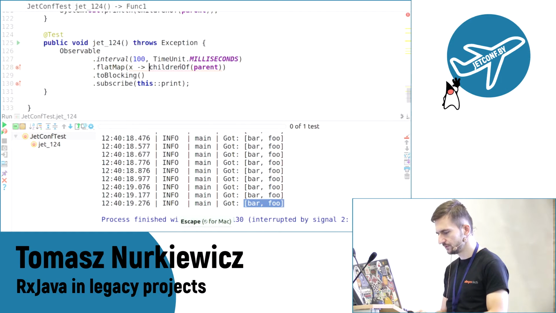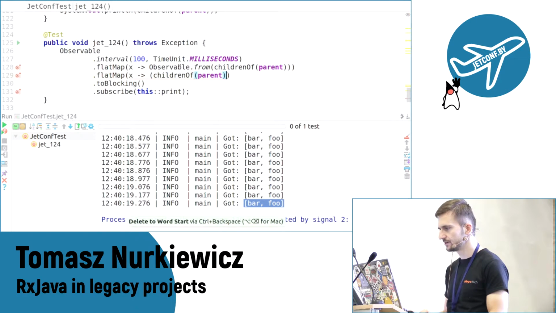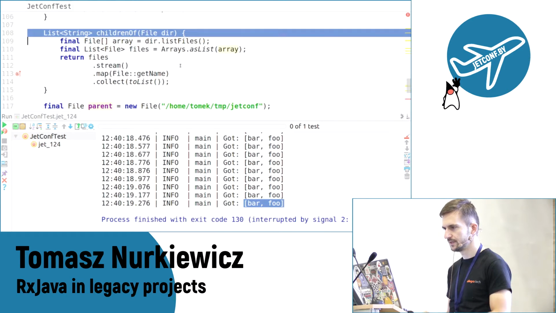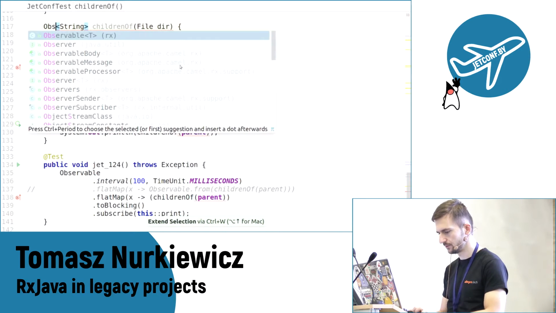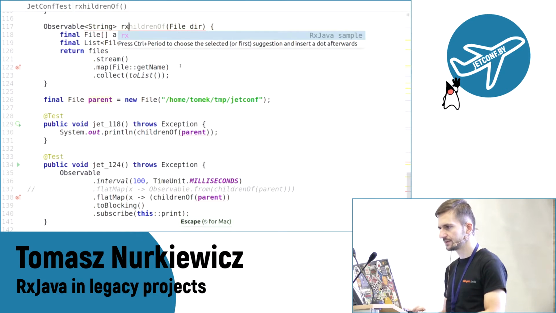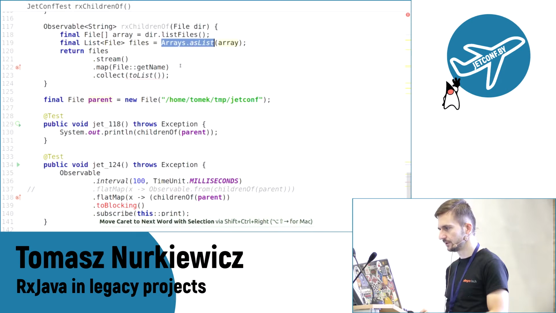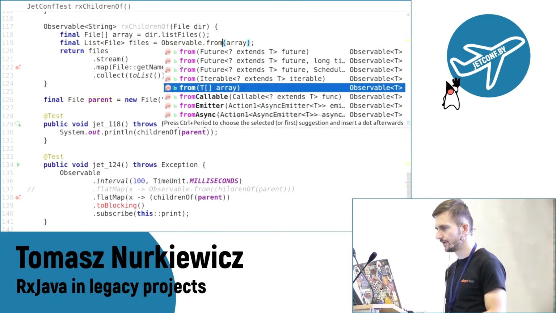So there are multiple ways of doing this. I can, for example, say observable from list, like this, and now it compiles. What I'm actually going to do is refactor children of so that it returns an observable, which is a good idea anyway. Let's create a second method. I promised you not to modify any code, so I'm going to work in append-only mode. Rx children of. Rather than creating a list, you're going to notice that the code becomes simpler, because I can do an observable from, and it can take an array.